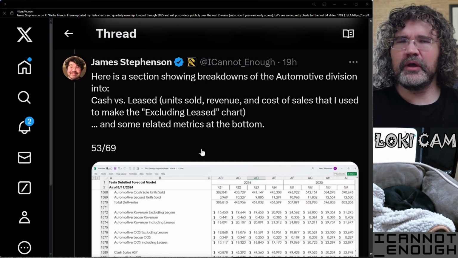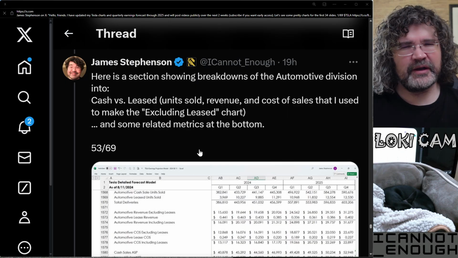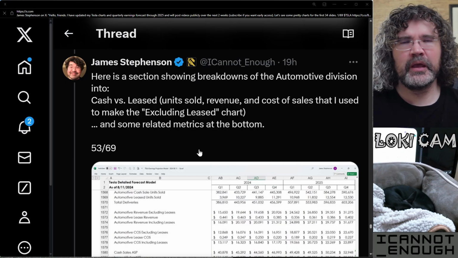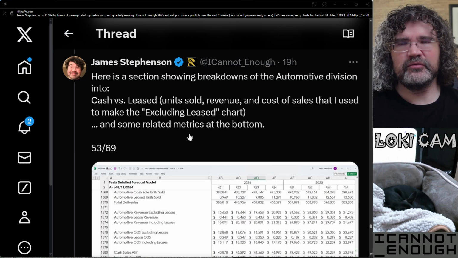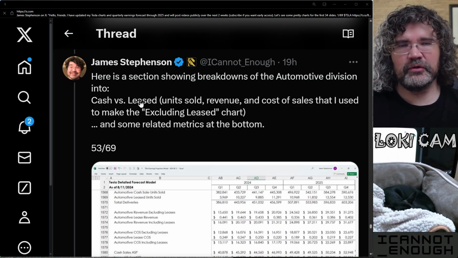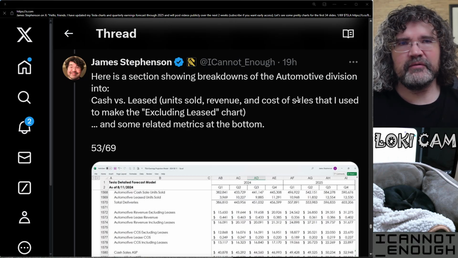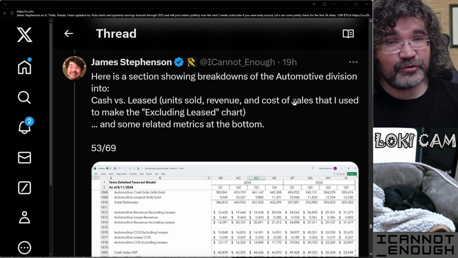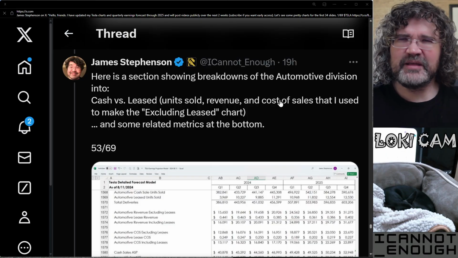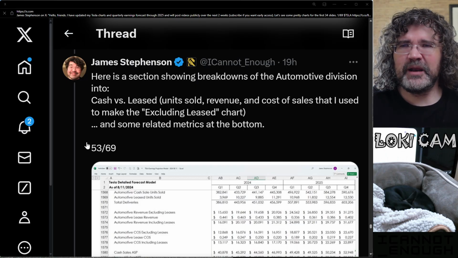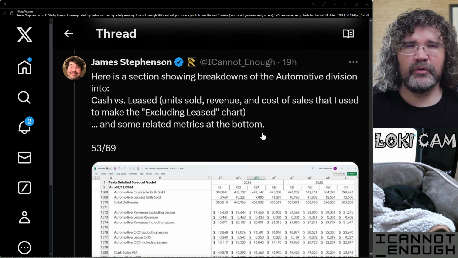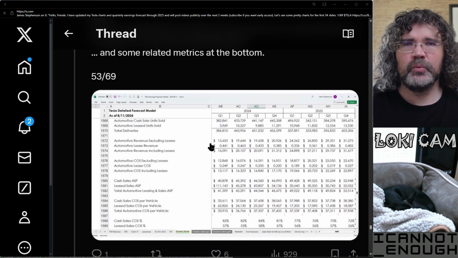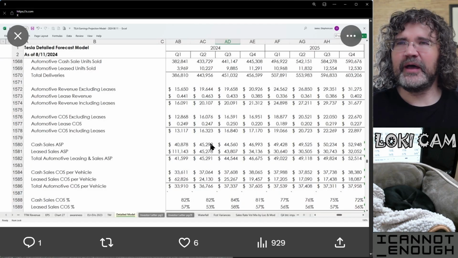And I'll show you this visual. I teased it for a second at the end of the previous video before deciding this is a different enough topic to go in a different video. We're looking at the breakdowns of the automotive division into cash versus leased for units sold, for revenue, for cost of sales that I used to make that excluding leased chart that you may remember from many, many posts earlier in this 69 post forecast thread, with some related metrics at the bottom, I said.